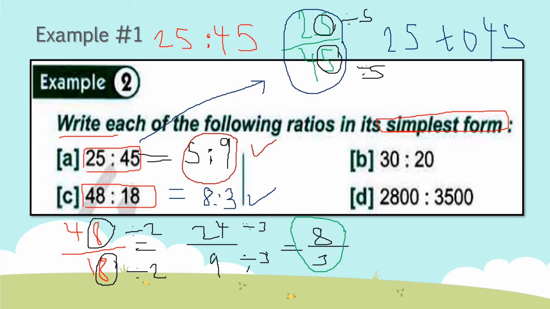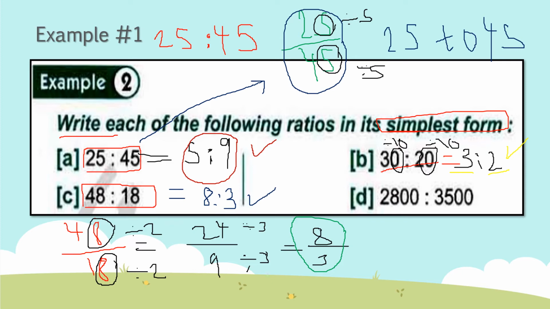So let's take this one here. 30 to 20, it's actually very easy because both units digits here are zeros, and when it's 0, it's going to be divisible by 10 or by 5. Let's use 10, so 30 divided by 10 is going to be 3. 20 divided by 10 is going to be 2. So the simplest form of this here is 3 to 2, because we don't have another number that is divisible by 3 and 2 at the same time, because 3 and 2 are both prime numbers.